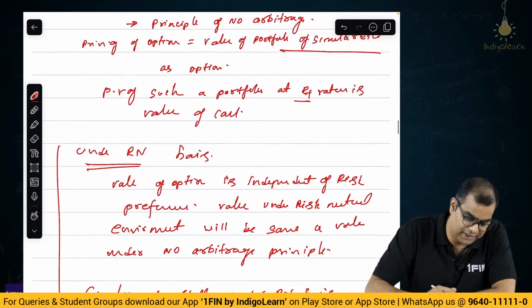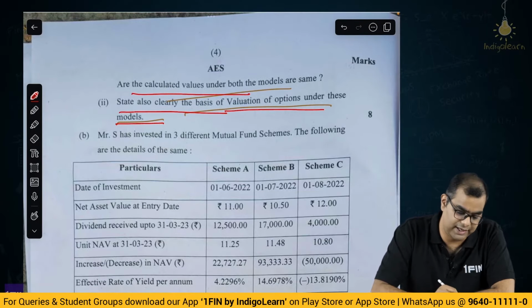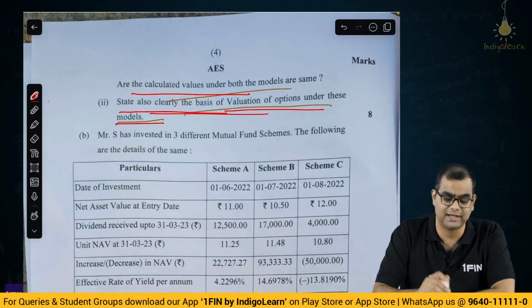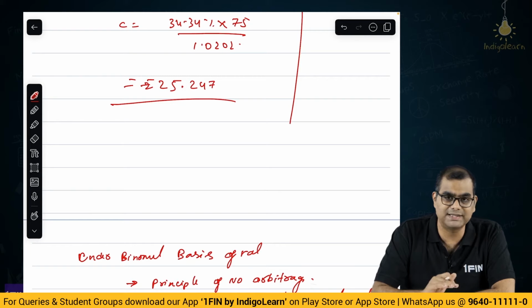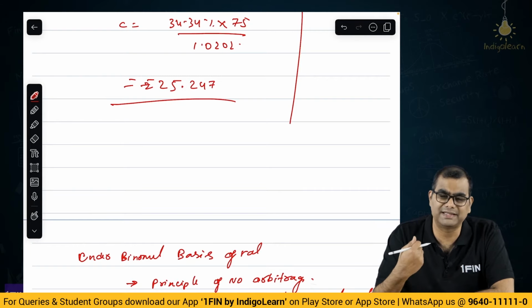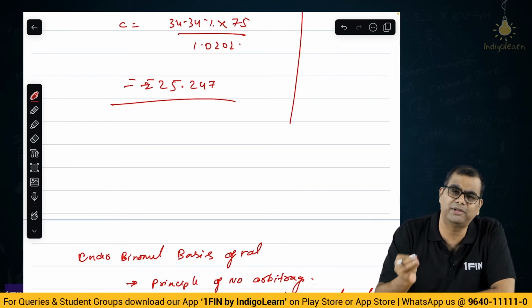And what is the other part of the question? Is there any other part of the question that is left out? Are the calculated values both under the same model? Yes, they both are the same, and state clearly the basis we have answered. Now, this is what I think you should answer. Ideally, ICAI should give marks. What has happened for a lot of people is they have given marks randomly. I think probably the evaluators did not understand, or probably the evaluation key, whatever was given, was confused.